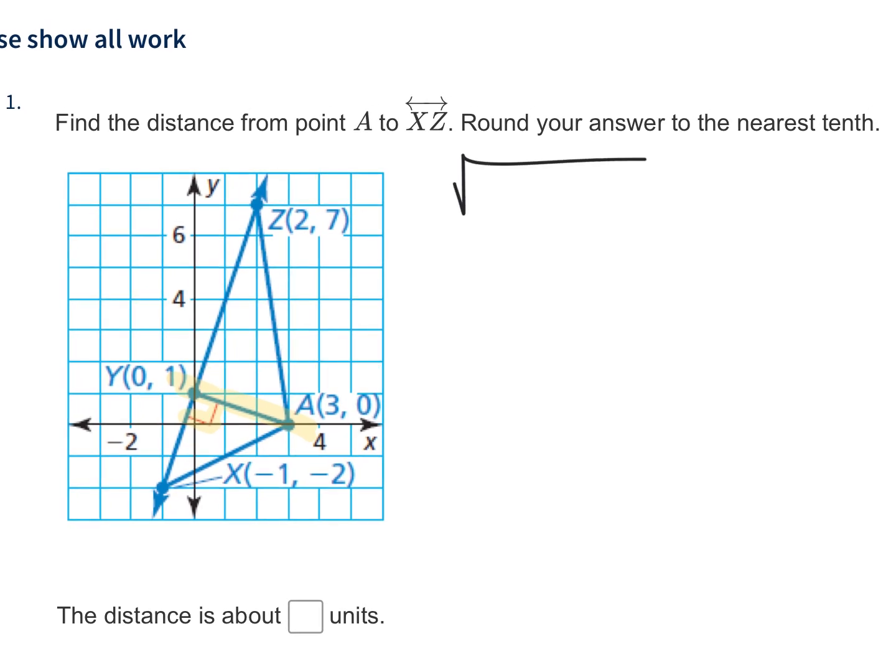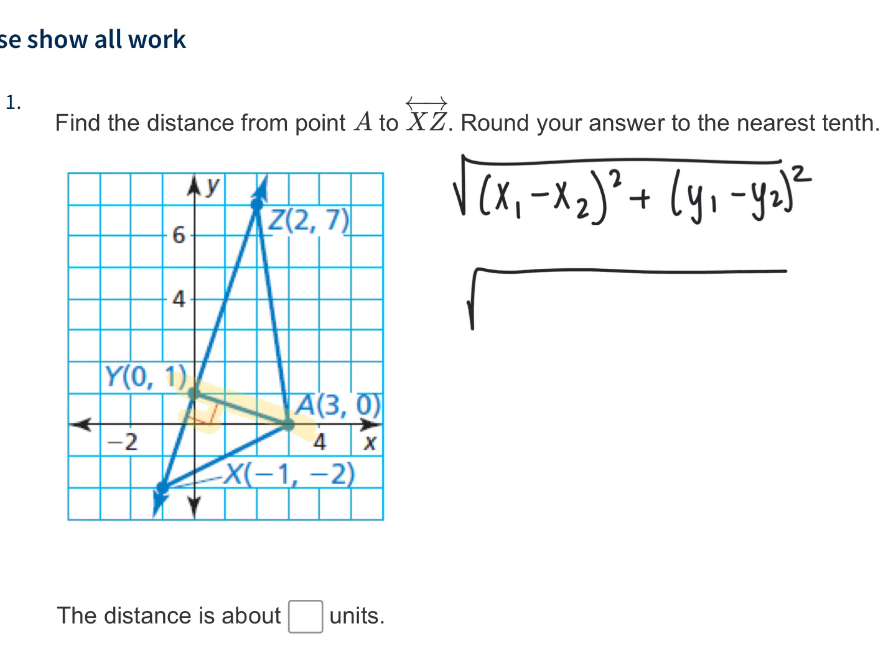Root x1 minus x2 squared plus y1 minus y2 squared, good. All right, so looking at this, I'm going to take my points, plug them in, and solve it. So x is first, doesn't matter the order, I'm going to do 3 minus 0 squared plus 1 minus 0 squared. I'm going to get 3 squared plus 1 squared.